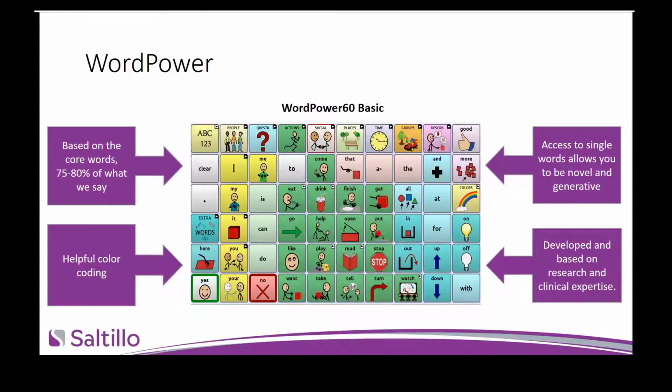WordPower also includes features such as button color coding to indicate the part of speech. This can be really helpful for communication partners to help locate and model vocabulary. WordPower also uses evidence-based features for vocabulary design, such as the consistent motor placement of words.